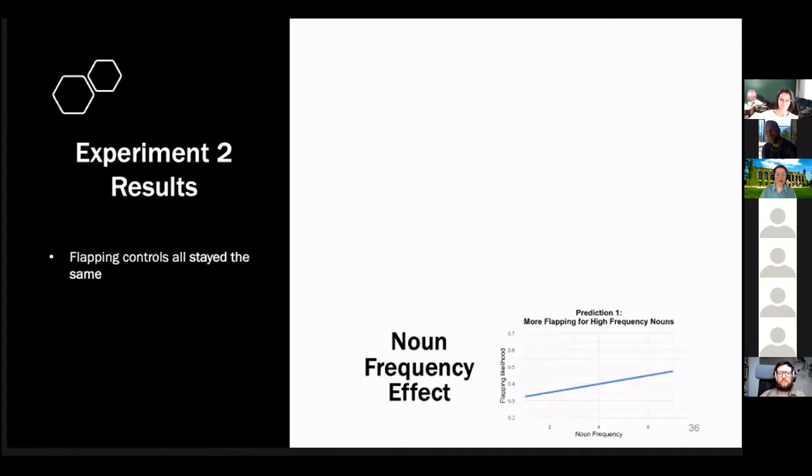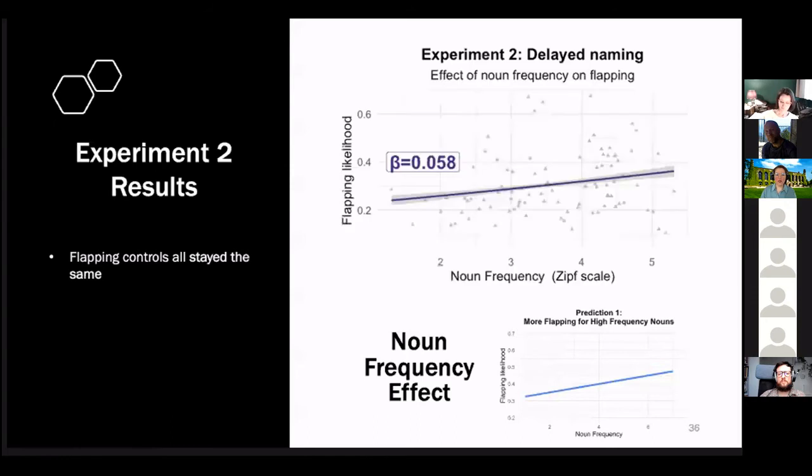So it turns out that in experiment 2, in this delayed condition, all of the control factors stayed exactly the same. As for the noun frequency effect, we saw a similar looking slope, but once all the other factors were taken into account, there was actually not a significant relationship between noun frequency and flapping likelihood in this condition.